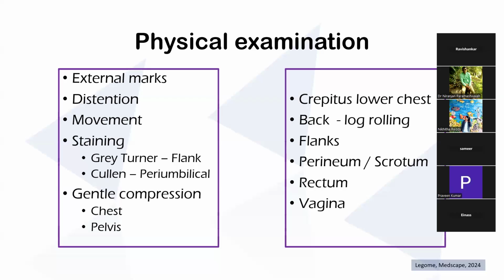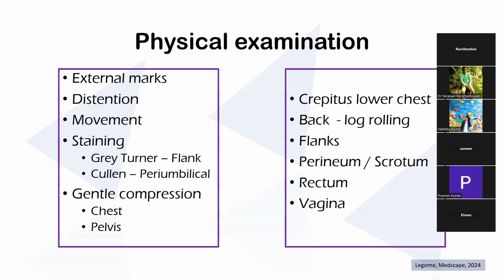Staining, the so-called flank staining of Grey Turner and the periumbilical staining of Cullen, these are time-tested signs, but are extremely rare. I have hardly seen them except as photographs in textbooks. Okay, but the two things that you do is gentle compression. Gentle is the operative word. Just gently press on the sternum to see if there is any pain, to suggest rib fractures, and then compress the pelvis to see if there is any pelvic fracture.